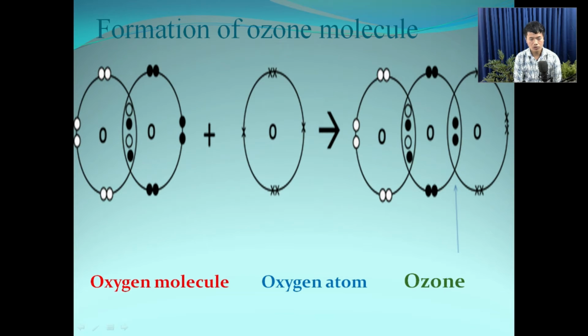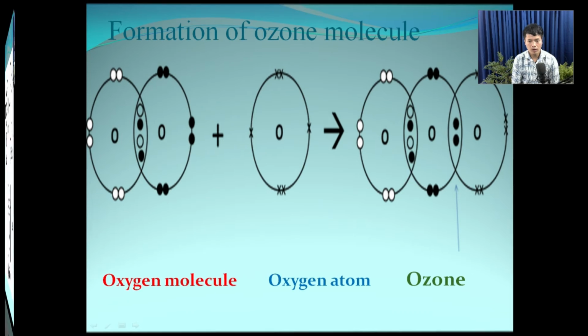First we have an oxygen molecule. We can see that in this oxygen molecule, they share two pairs of electrons, and there is another oxygen atom which needs two more electrons in order to be stable. So when this oxygen molecule gives the free electrons or the lone pair to the oxygen atom which is in need of two electrons, they combine together and they form an ozone molecule.